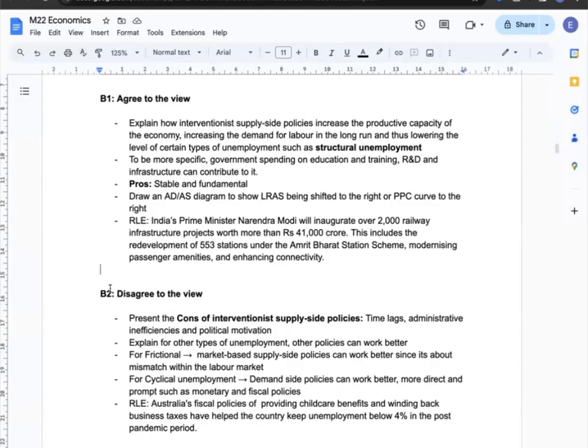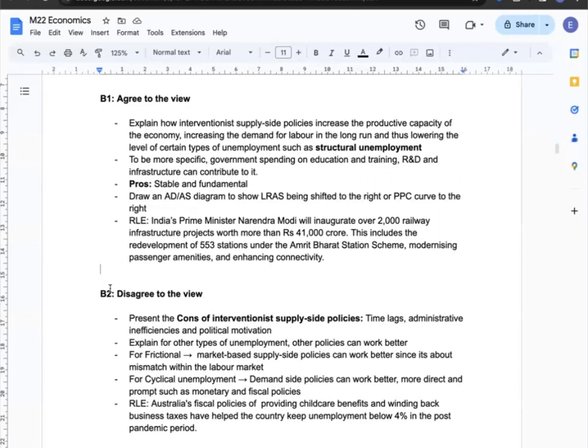And next, I can argue that there are some disagreeable points to the view as well. First, I can present the cons of interventionist supply side policies, such as time lags, administrative inefficiencies, and political motivation. And then I can explain other types of unemployment and other alternative policies that can work better, especially for frictional unemployment. Maybe market-based supply side policies can work better since it's about mismatch between the labor demand and labor supply. Also about the cyclical unemployment, demand side policies can work better, such as demand side policies are more direct and prompt. So that's what I can say.